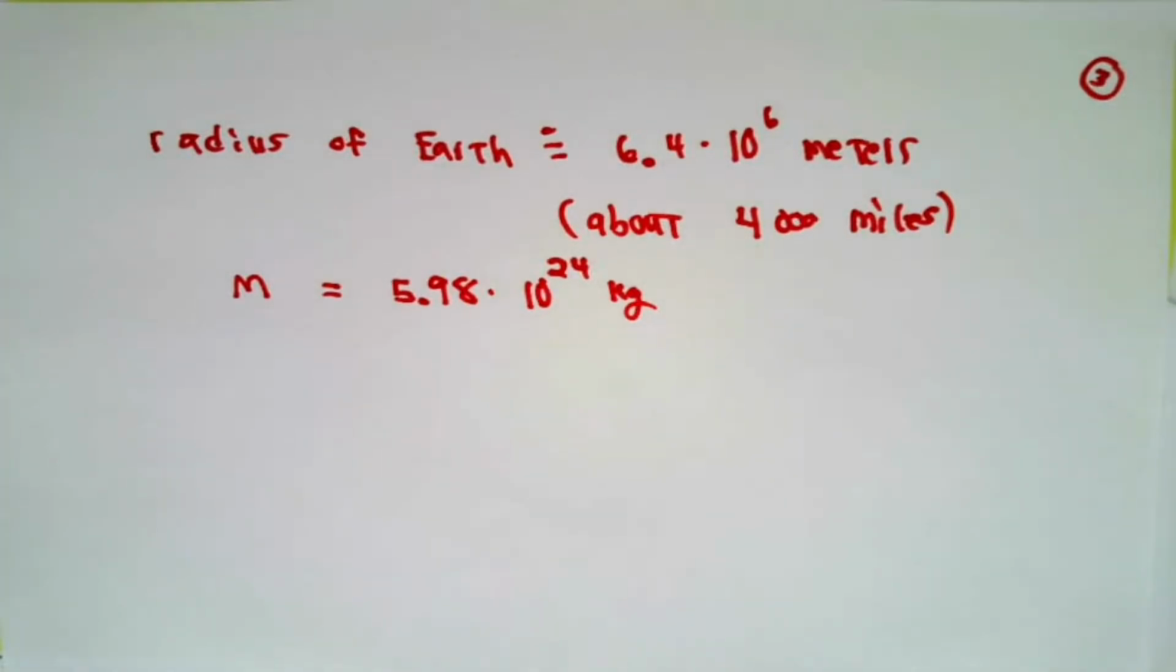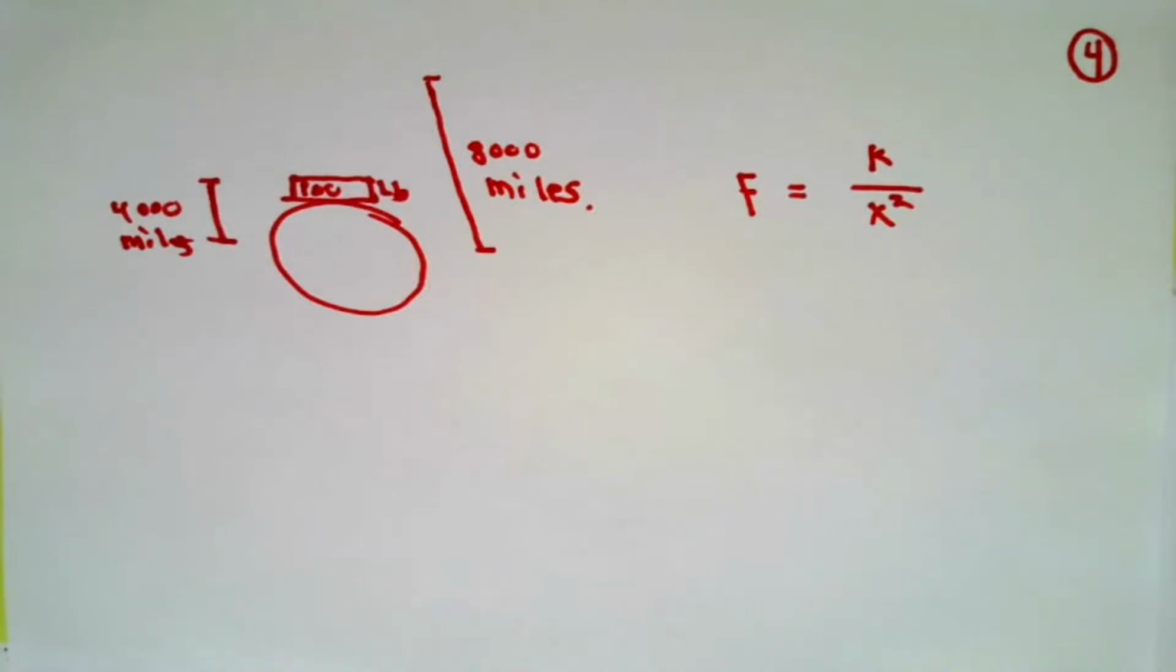The radius of the Earth is about 6.4 times 10 to the 6 meters, which is about 4,000 miles. The mass of the Earth, if we need to know it, is about 5.98 times 10 to the 24 power kilograms. So I want to imagine that I have an object that weighs 100 pounds on the surface of the Earth, which is about 4,000 miles from the center. x would be 4,000 miles. I'm going to lift the object upwards until it's 8,000 miles from the center of the Earth, meaning that it's 4,000 miles from the surface.